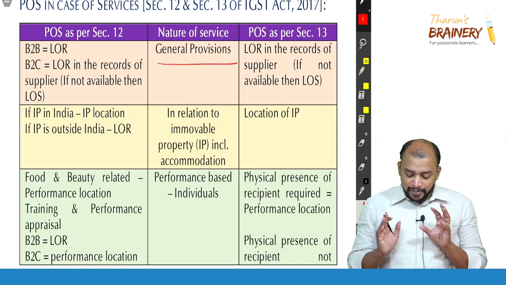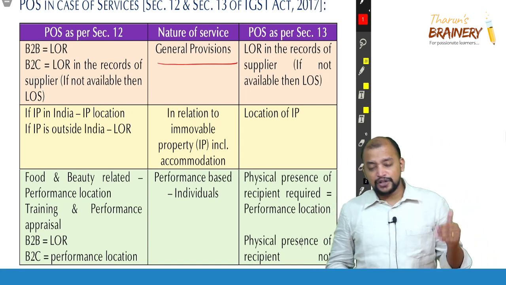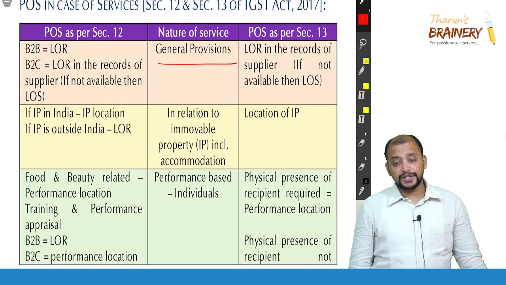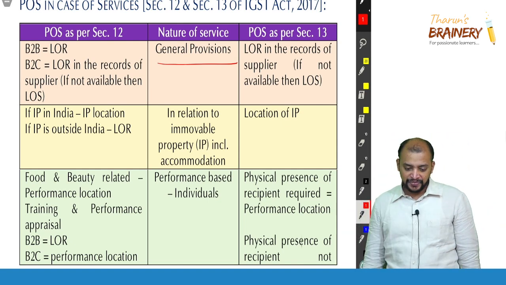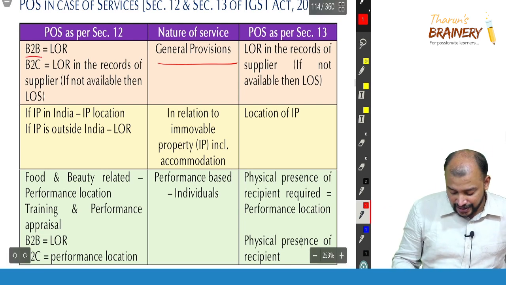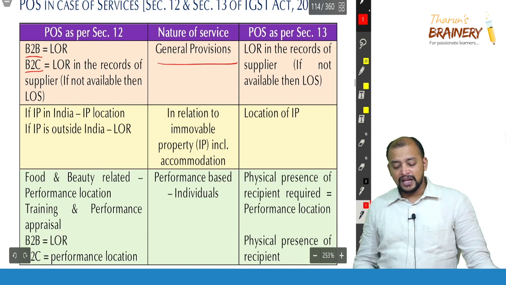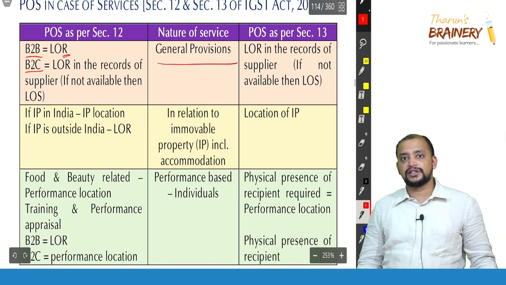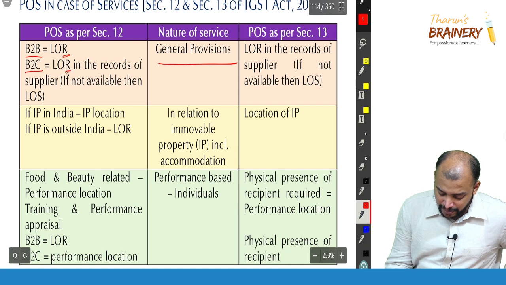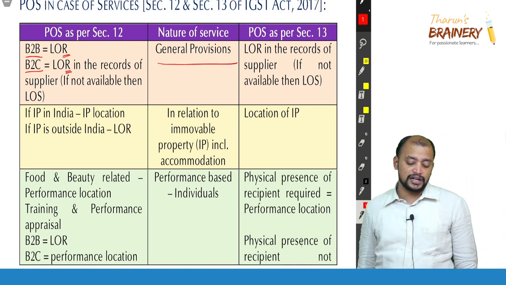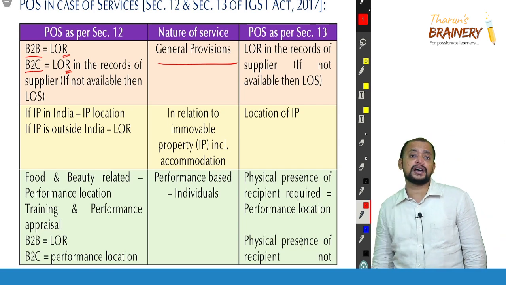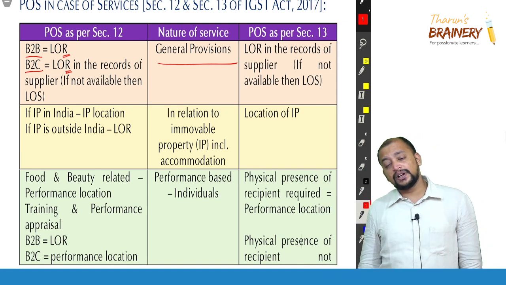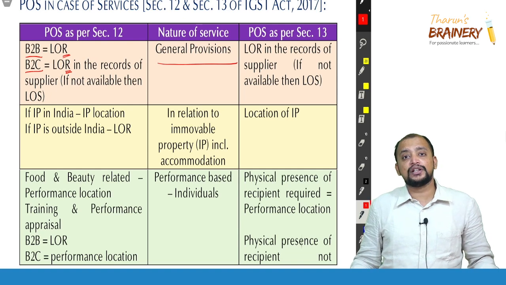As per the general provision under section 12, for B2B the place of supply is the location of recipient. B2C also, the location of recipient in the records of the supplier. What is the difference between these two? B2B means the recipient is registered. B2C means the recipient is not registered. In both cases it is the location of recipient. But here, location of recipient means the GST registered address. Whereas here, it need not be the GST registered address; it is the address in the records of the supplier. Suppose the recipient address is not there in the supplier's records, then what will be taken as the place of supply? The place of supply will be the location of supplier.